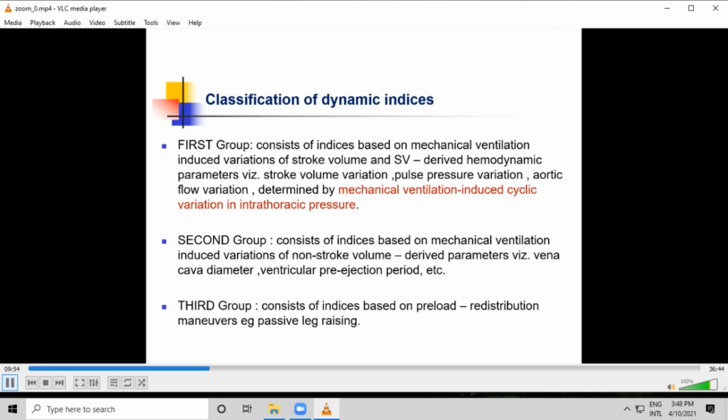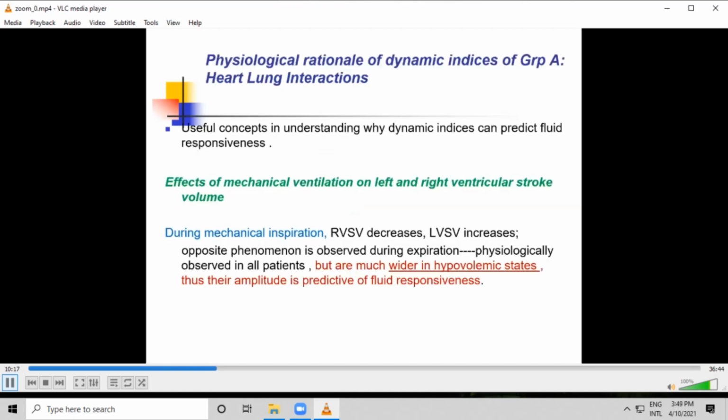Second group consists of indices based on mechanical ventilation induced variations of non-stroke volume derived parameters, namely vena cava diameter, ventricular pre-ejection period, etc. Third group consists of indices which are based on preload redistribution maneuvers like passive leg raising. Let us deal with them one by one.